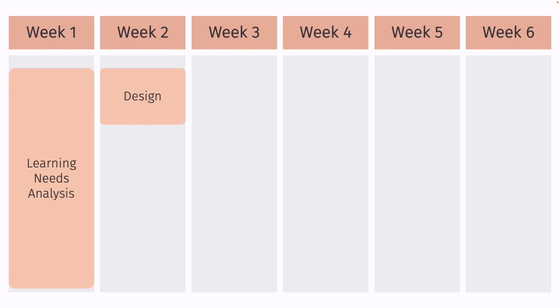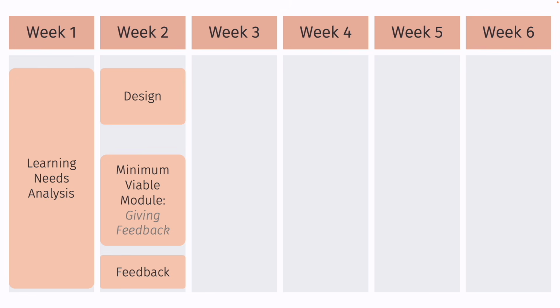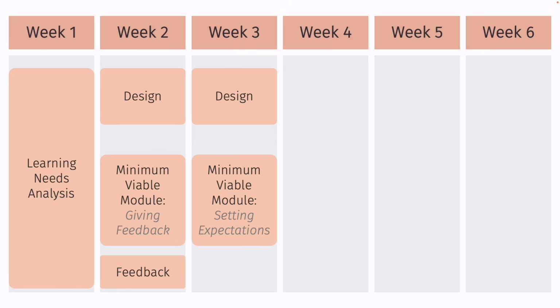Week 2, design and run a minimum viable module, a short session on giving feedback for a group of 10 team leaders from different parts of the business. You collect feedback by asking what resonated, what was confusing, and what could be better. In week 3, using the feedback, you refine the next session that focuses on, say, setting expectations. Again, you collect feedback and refine your design.